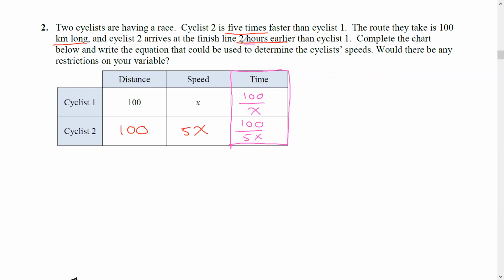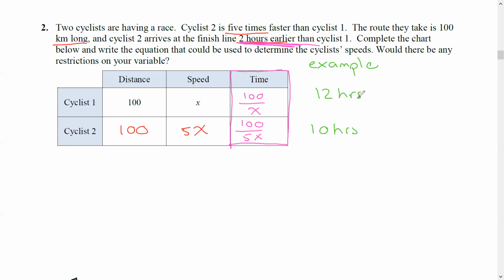Now, the last thing we haven't used is we need to make an equation here. And it says cyclist 2 arrives 2 hours earlier than cyclist 1. Okay, this is what I do when I do these questions, because I always have a bit of a problem with it. So off to the side here, I'm just going to make up an example. I'm just going to pretend it took cyclist 2 10 hours. Just random, I'm just making that up. So if he finishes 2 hours earlier than cyclist 1, it would have taken cyclist 1 12 hours.